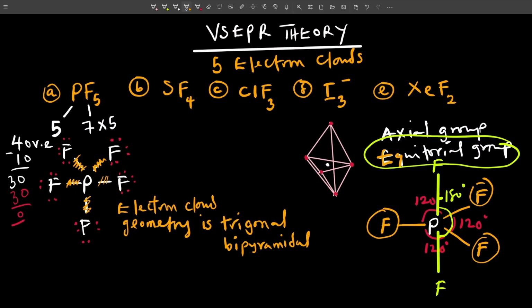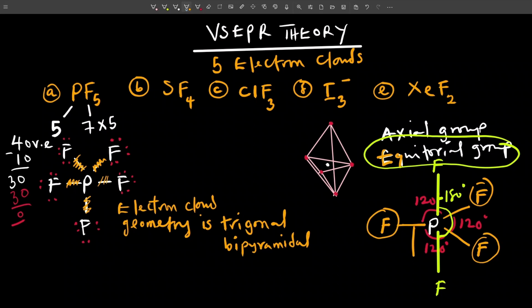Do you understand that? And we place the other ones at the axial positions. Again, one more time. The point angle between the axial groups is 180 degrees, and the point angle between the equatorial groups is 120 degrees. But the point angle between an axial group and an equatorial group is 90.